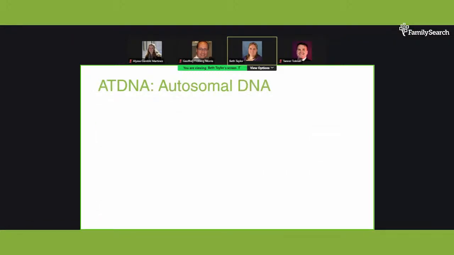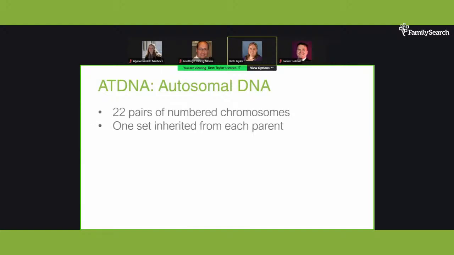Okay, the next type of DNA that we want to talk about is autosomal DNA, or atDNA. This again is the DNA, that's why we talked about the 22 pairs of numbered autosomes. That makes up our autosomal DNA. So those, again, the numbered chromosomes are what are called autosomes. Remember that one set of autosomes is inherited from mom and one set from dad.